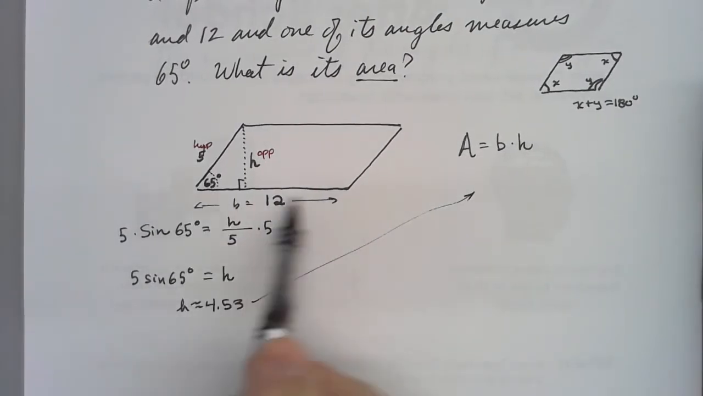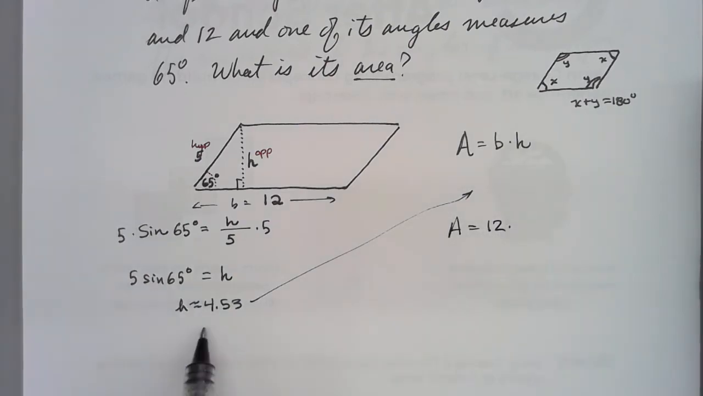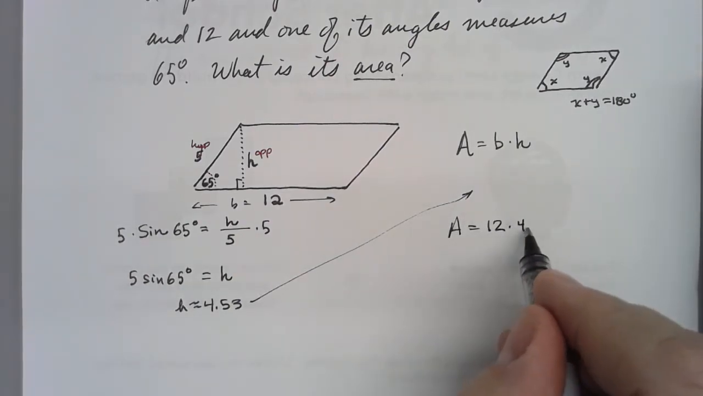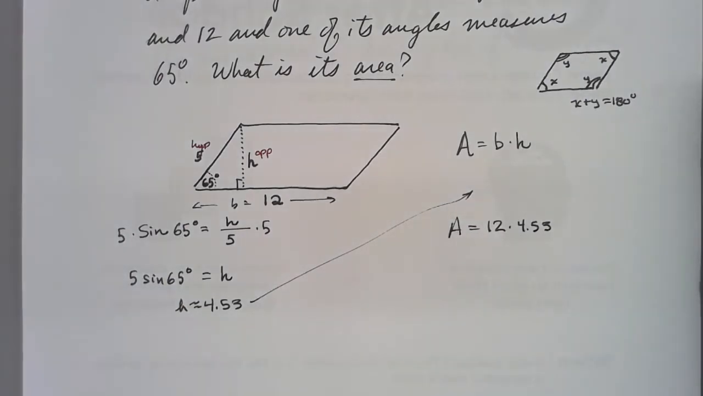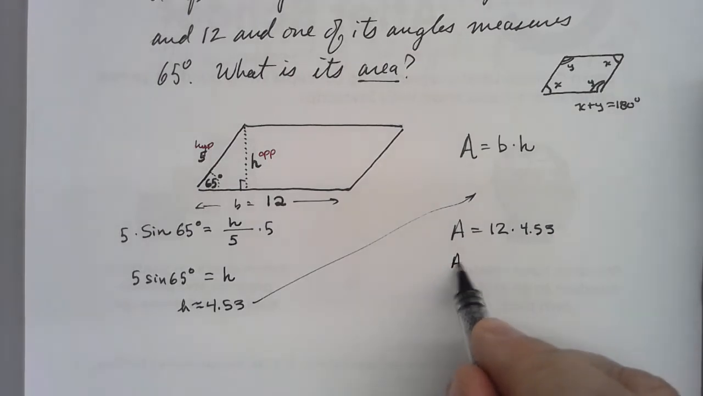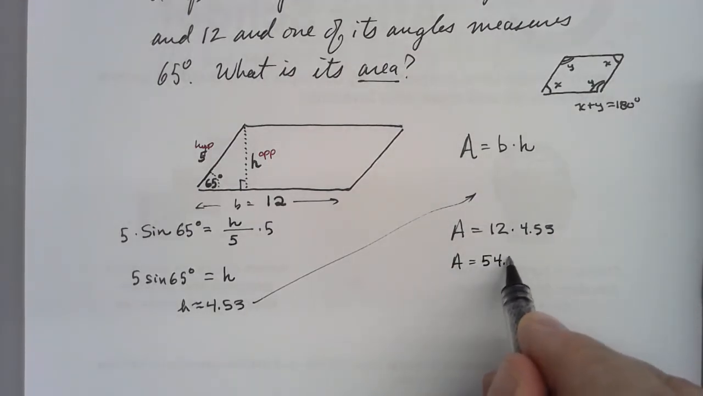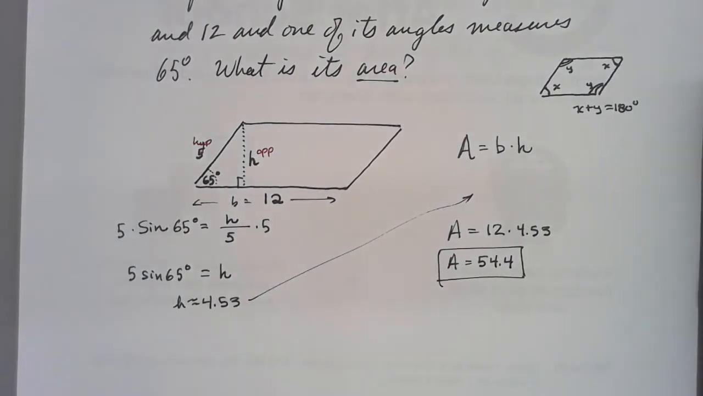The base is one of the sides, so we chose the base to be 12. And now the height is around 4.53. So if I multiply those together, on my calculator I get 54.4 to the nearest tenth. And there's no units here, so whatever the units are, if these were inches, this would be square inches, but since there's no units, I don't write any units on this answer. So that's an example where we have to use a bit of trigonometry.